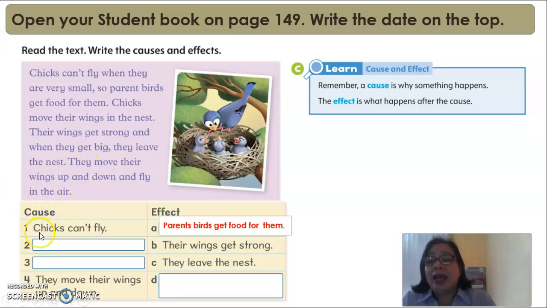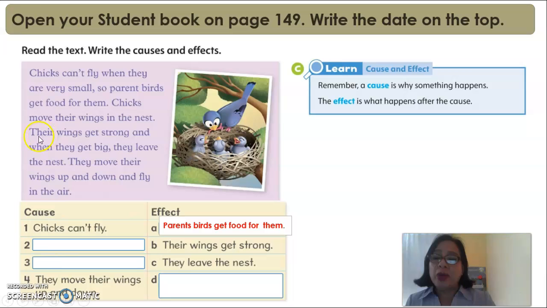For example, number 1, chicks can't fly. What's the effect? Parent birds get food for them. Because they can't fly, the result is that the parents go and get the food for the chicks, okay? In number 2, we need the cause, but we have the effect. So we will have to read the effect. Their wings get strong. Remember, these are the wings, okay? Strong, like this, strong, okay? It says their wings get strong.